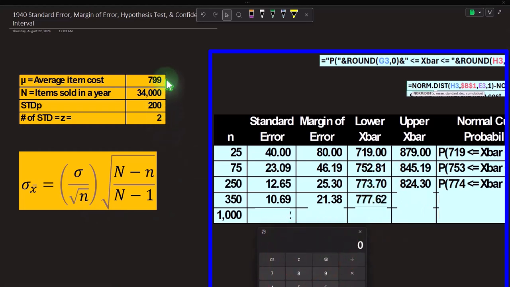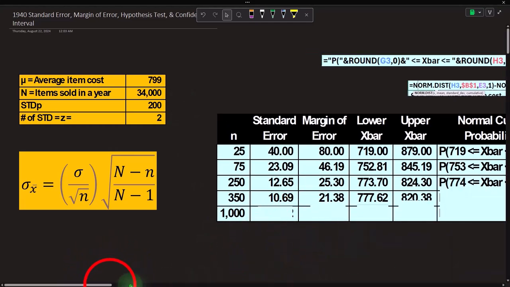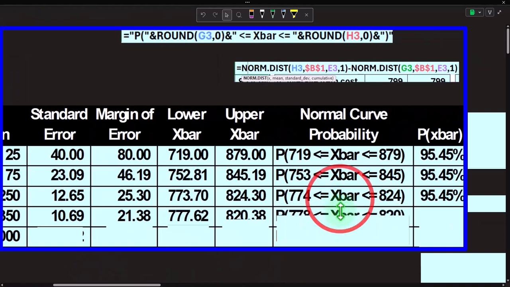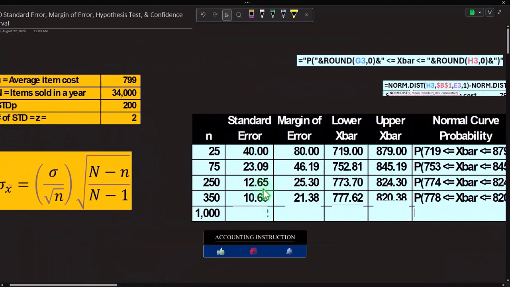And then our lower bit is going to be 799 minus 21.38, and our upper bit is simply going to be the 799 plus 21.38. And then our calculation for the middle part of the curve is, once again, norm.dist of the upper bit minus norm.dist of the lower bit, which once again gives us the 95.45 under the curve, but the curve is tighter.